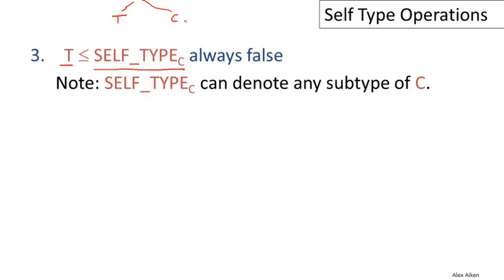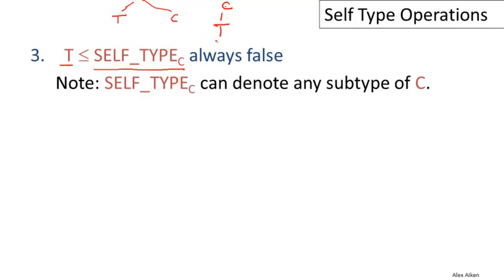So the only way that this could possibly work out is if they're related somehow. Now if T is a subtype of C, well then you might think that this could work out. But it turns out that we can't allow it even in that case. And here's the reason why.